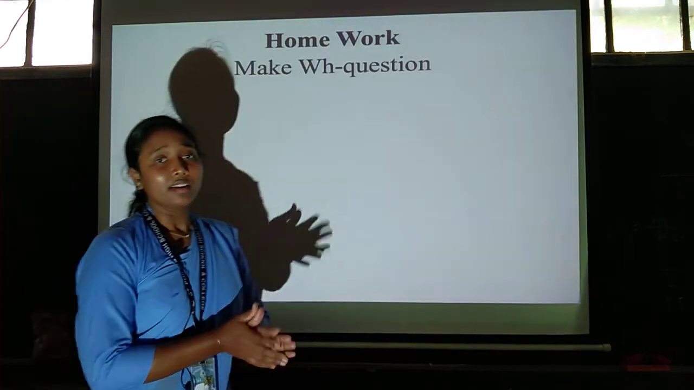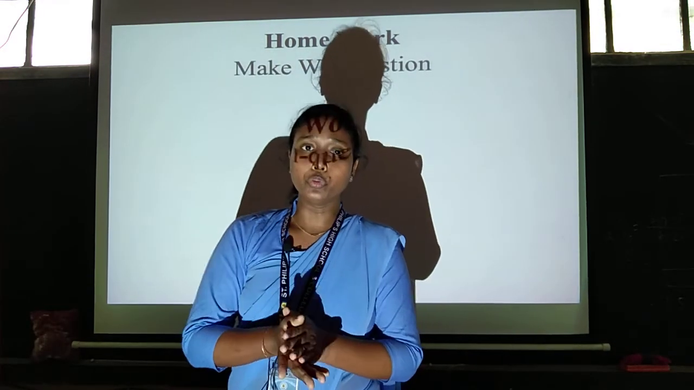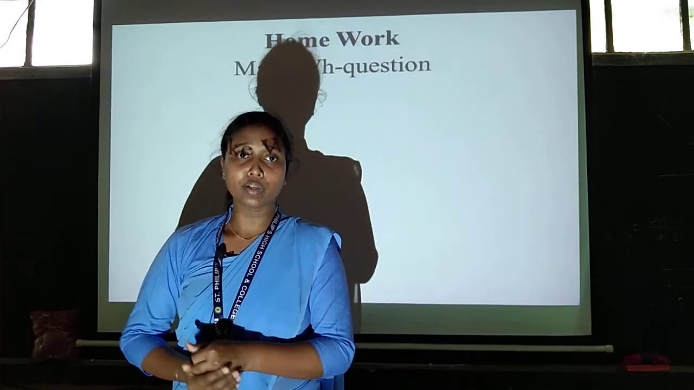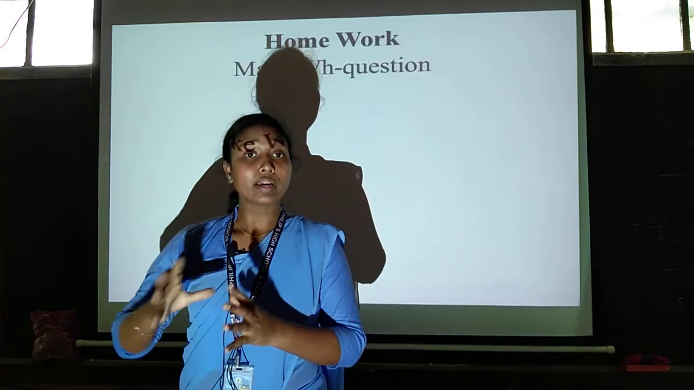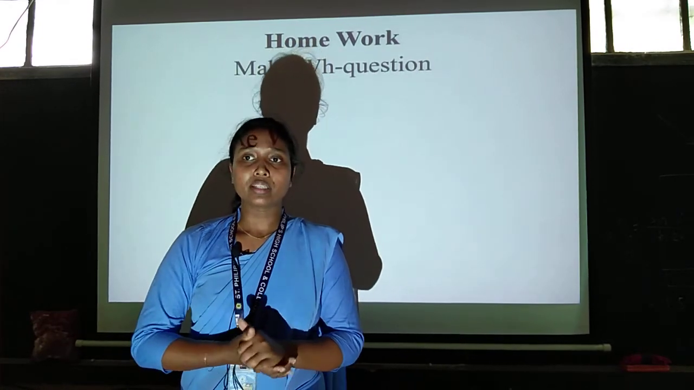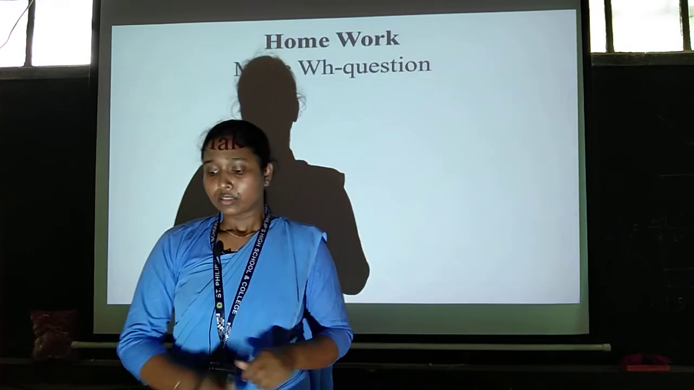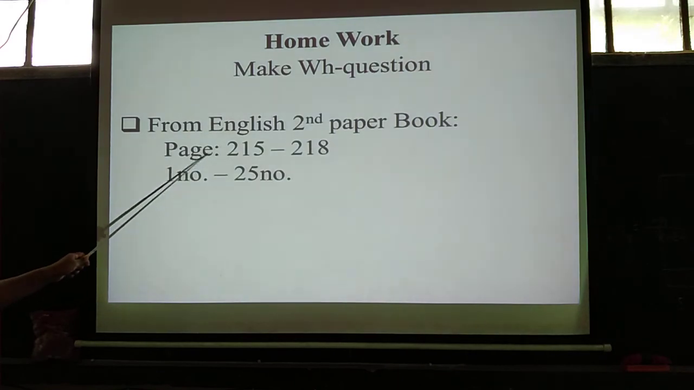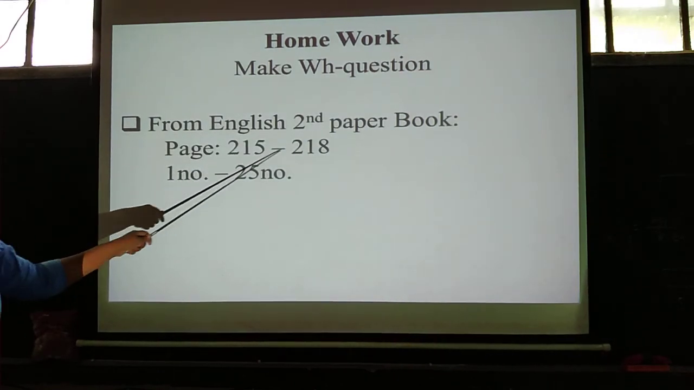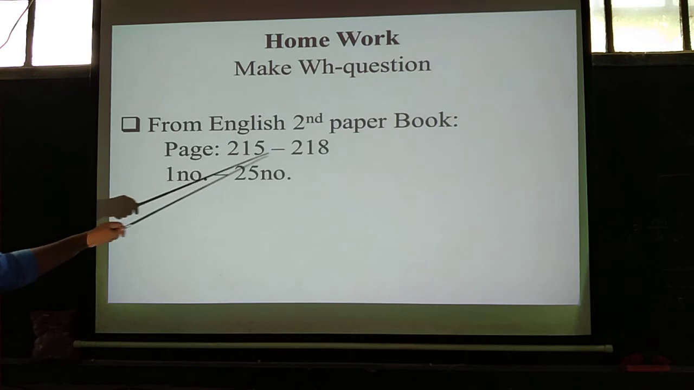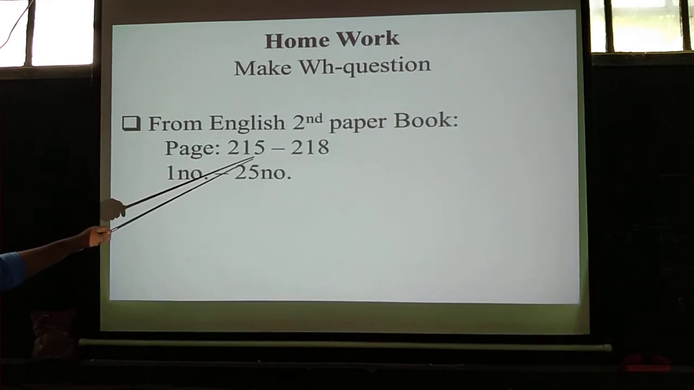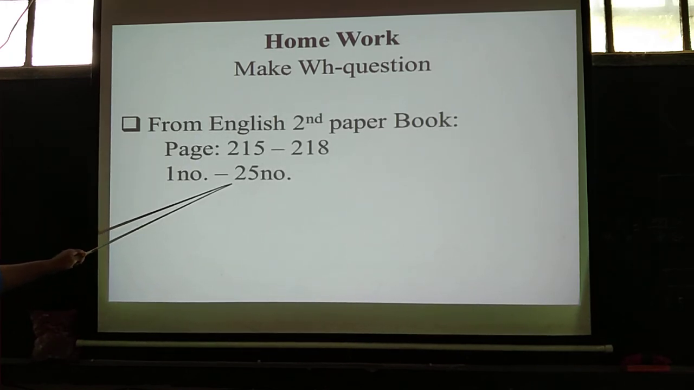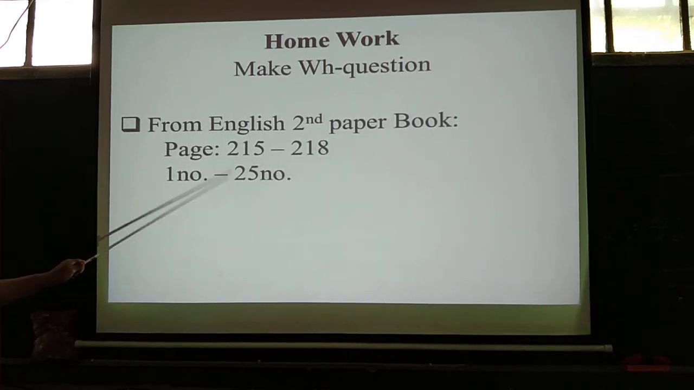It's time for homework. So there are lots of rules, and first you have to understand the WH question words, their meaning, and you have to memorize them so that you can use them appropriately in appropriate order. Okay. In your English second paper book, look at page 215 to 218. There are so many examples, and you can solve number 1 to number 25. Okay, it is your homework, so try to do this by yourself.